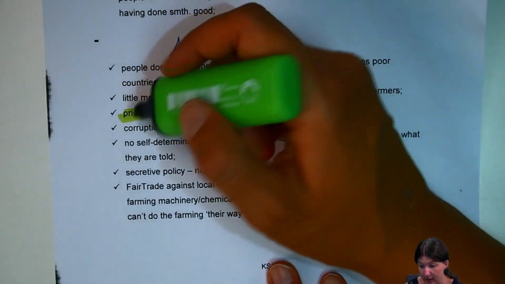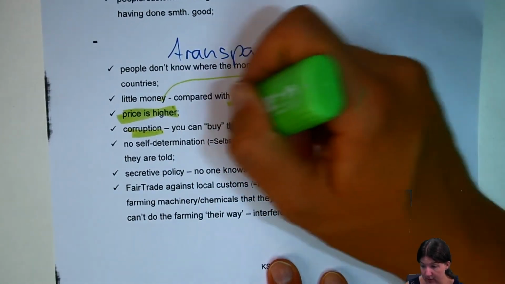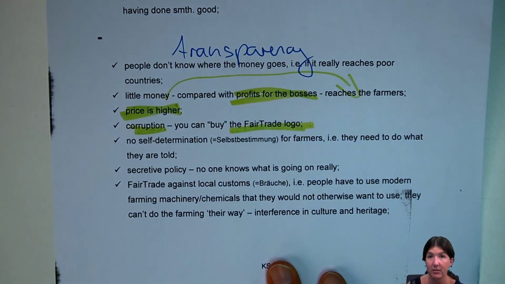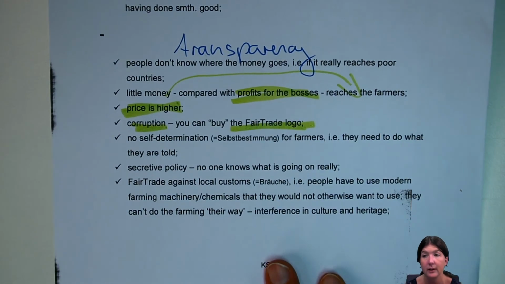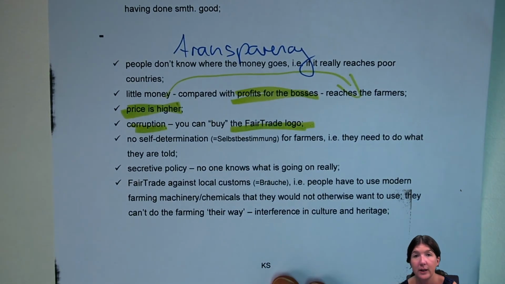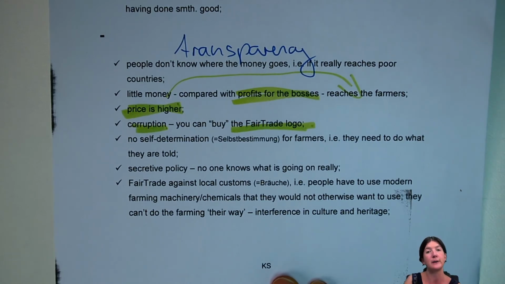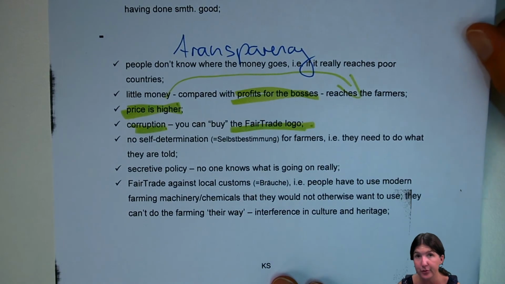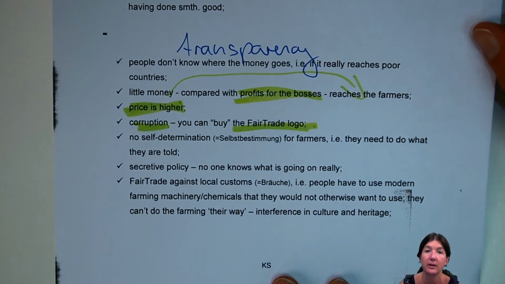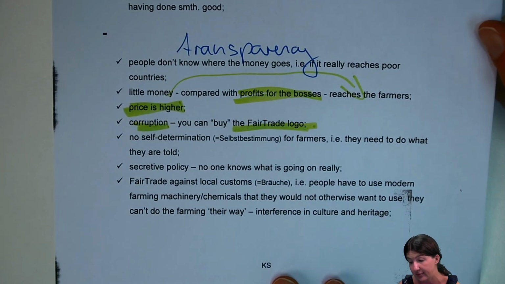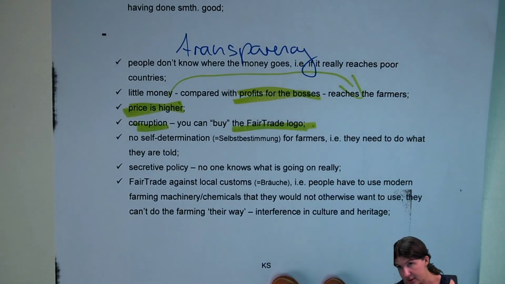Recently, there have also been some cases of corruption. So critics say that you can buy the fair trade logo: you pay fair trade enough money and then they'll give you the fair trade certificate without really making sure that all the promises are kept. So without making sure that the respective producer really pays fair wages and that they really work in an environmentally friendly way. So corruption always has been an issue, obviously.